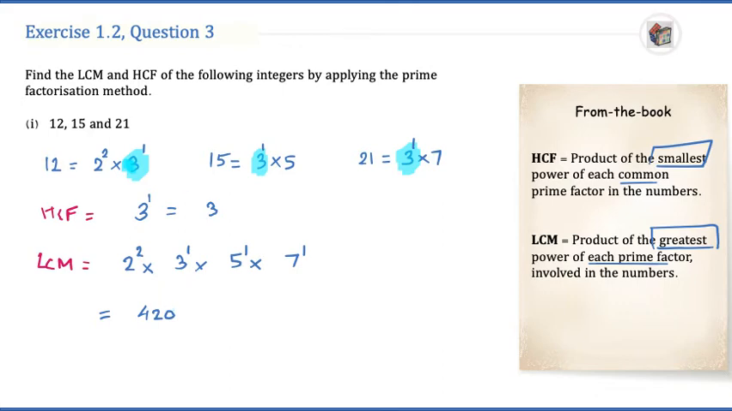Now remember the result we talked about, that the product of the HCF and the LCM is equal to the product of the numbers. That is only valid when it's two numbers, not when it's more than two. So here you have three numbers. If you multiply these three numbers and if you multiply the HCF and the LCM, the product will not be the same. So do not try to extend that result here. Let's look at part 2 now.